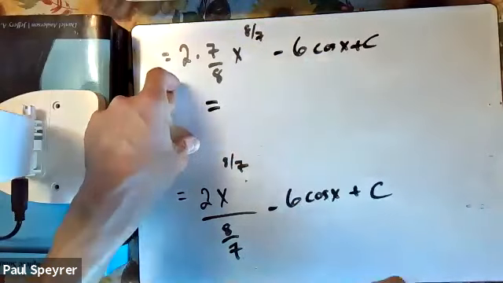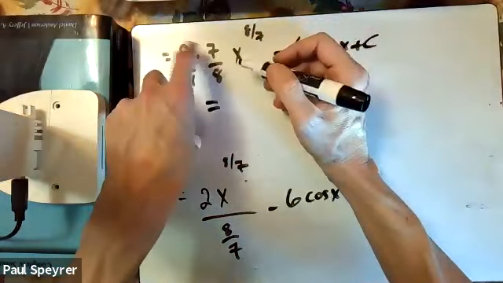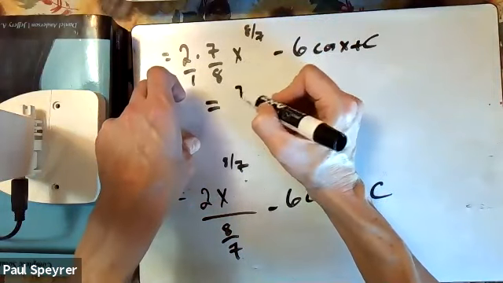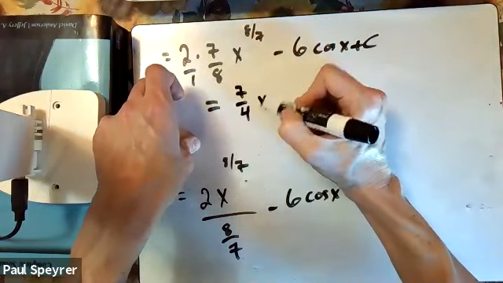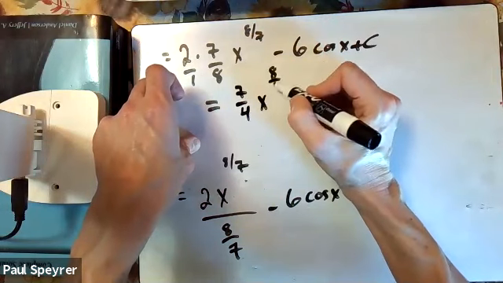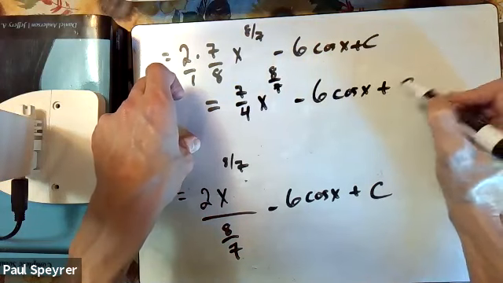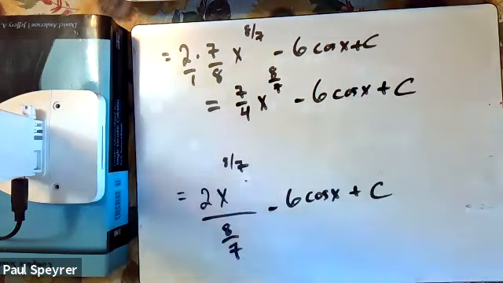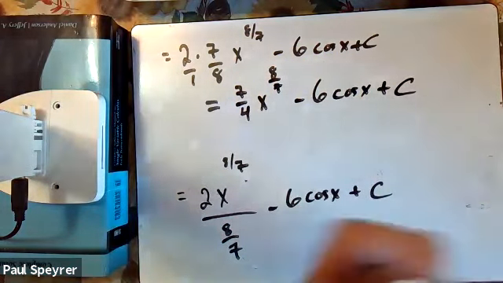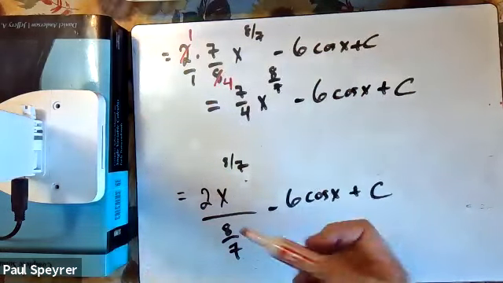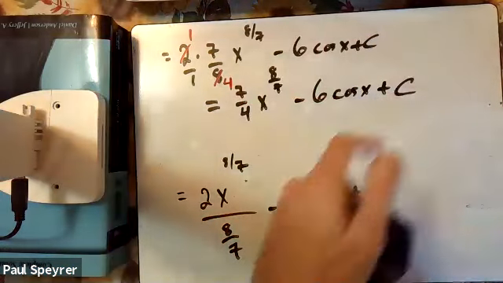And then we can simplify further, right? Like this reduces right here. 2 crosses out with the 8. It reduces that to a 4. So we get 7/4 x to the 8/7 minus 6 cosine of x plus C. So there would be your final answer right there. Again, it's just because we're able to reduce this right here, right? That's where that 7/4 comes from.